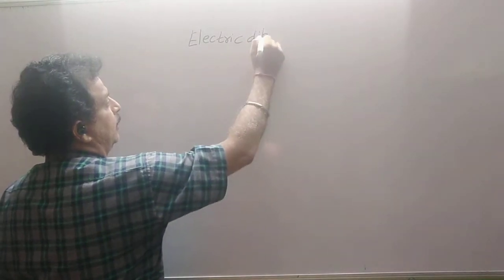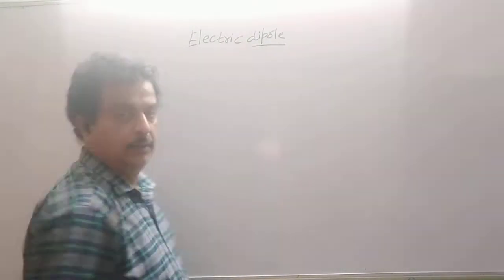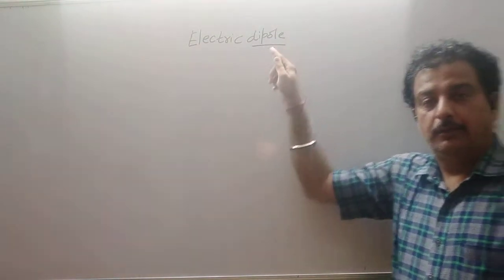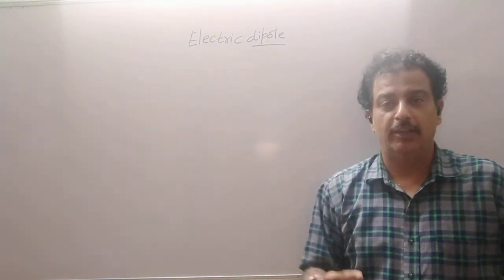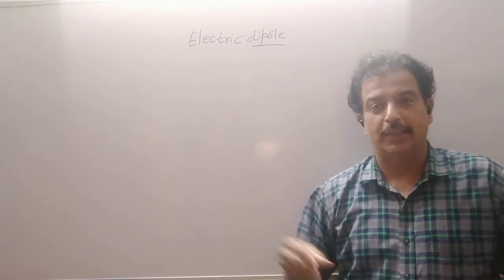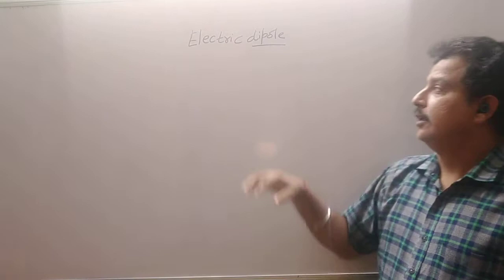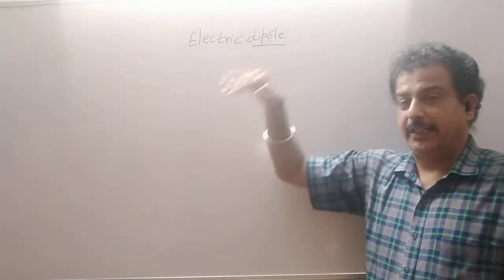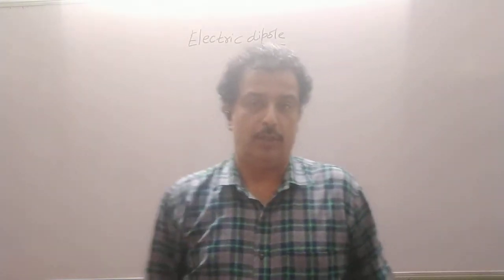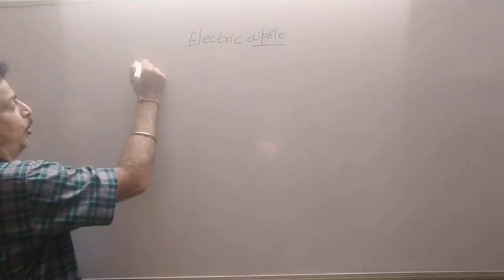Electric dipole. Now as the name indicates, dipole means it has to do with two poles, similar to the north and the south pole of the earth. Here they are the magnetic poles. Here we are referring to the electric dipole. Now what is an electric dipole?